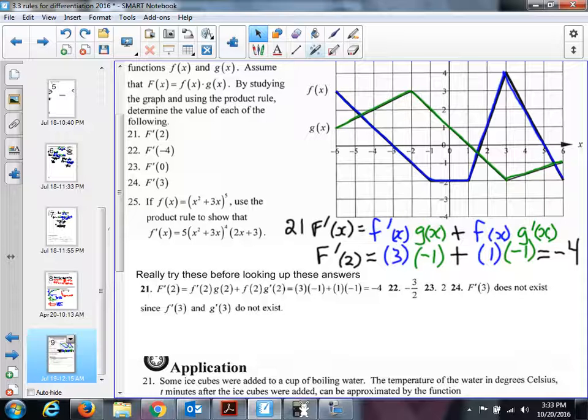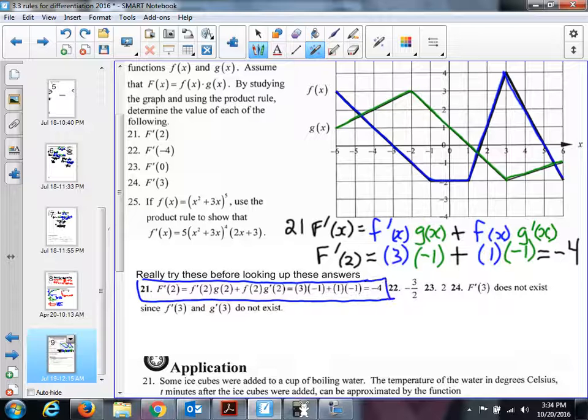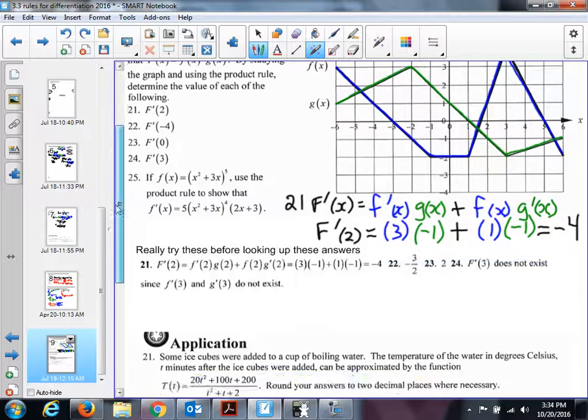Think about these questions, and I say that right here too. Really try these questions before looking up these answers here. So, here's 21 as I just did it. I forgot that I had the answer right there. So, don't just try it and say I didn't get it, oh, it's negative 3 halves and so on, or 2 or whatever. Really try them. Talk to somebody too if you need some help. Okay? Try these questions.